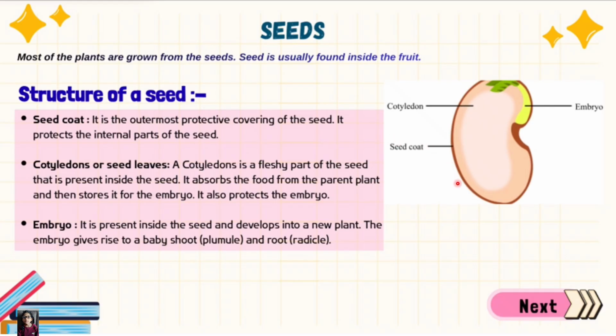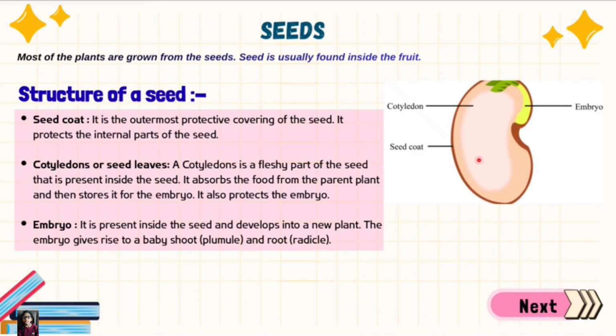Here we can see the seed coat that is present around the seed. It is in the dark shade of brown. It protects the internal parts such as cotyledon and embryo of the seed. Cotyledon or seed leaves. A cotyledon is a fleshy part of the seed that is present inside the seed. It absorbs the food from the parent plant and then stores it for the embryo. It also protects the embryo.